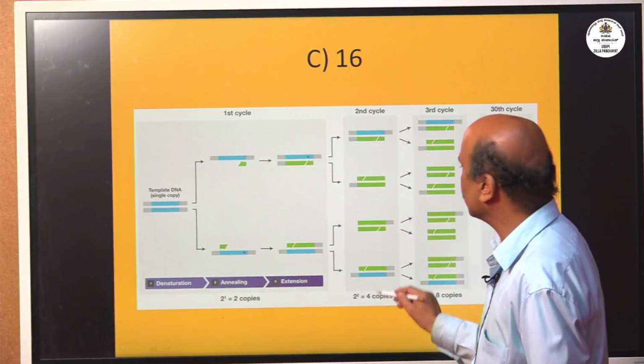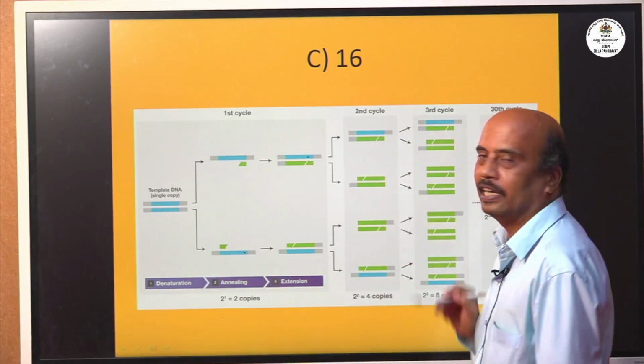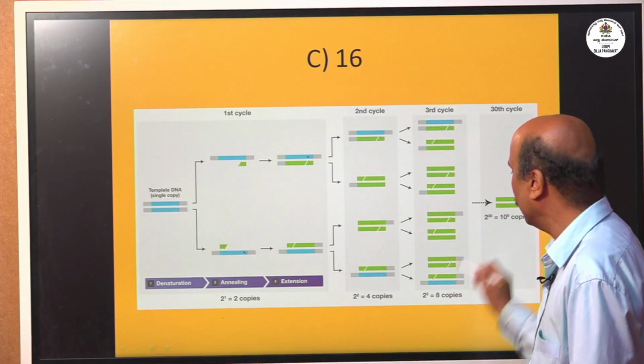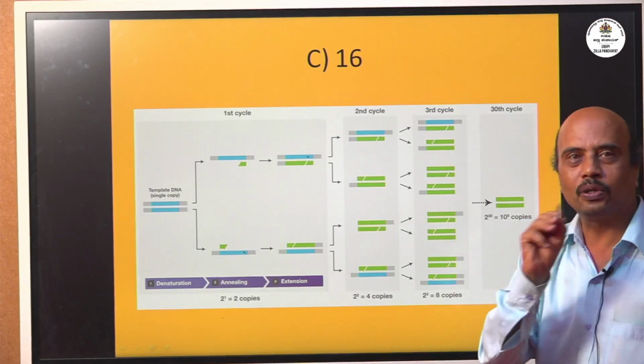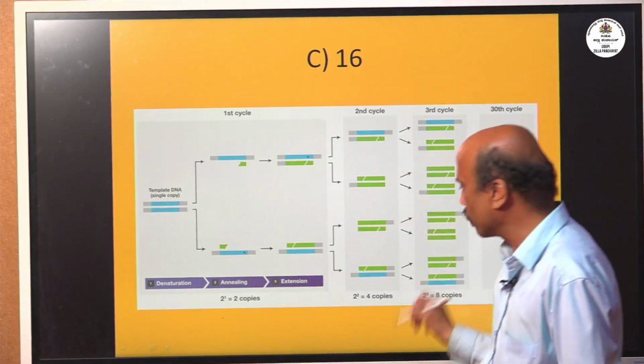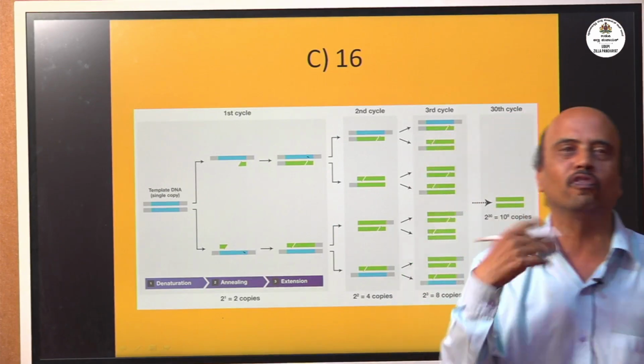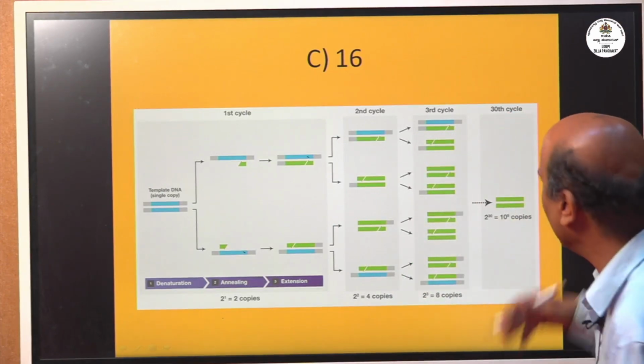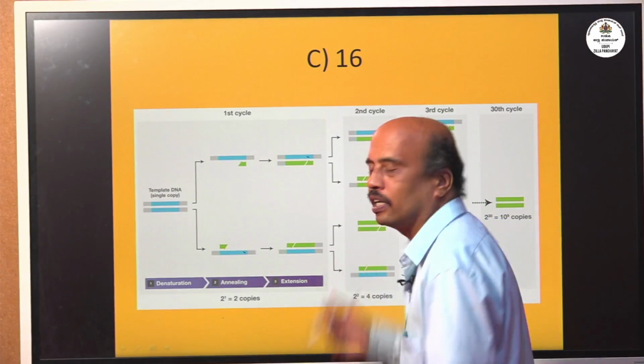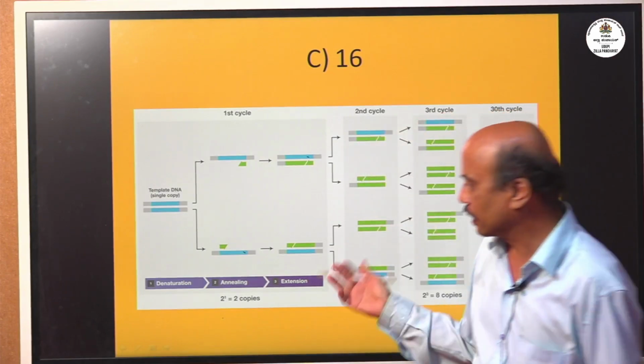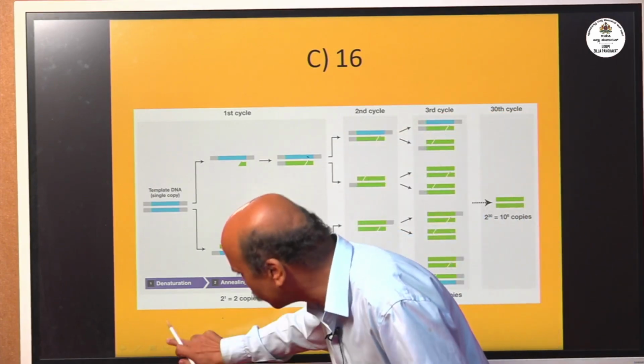Then, after the second cycle, we have 4 DNA molecules. After the third, what is the formula? 2 to the power of 1, 2 to the power of 2, 2 to the power of 3, 2 to the power of 4. Very simple. In that way, we calculate any question asked. After that, we can calculate. Okay. Then move on to next.